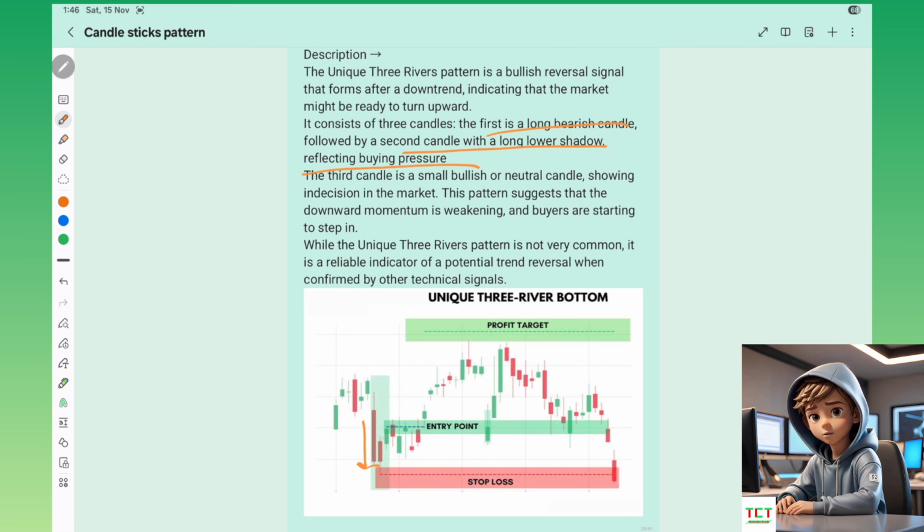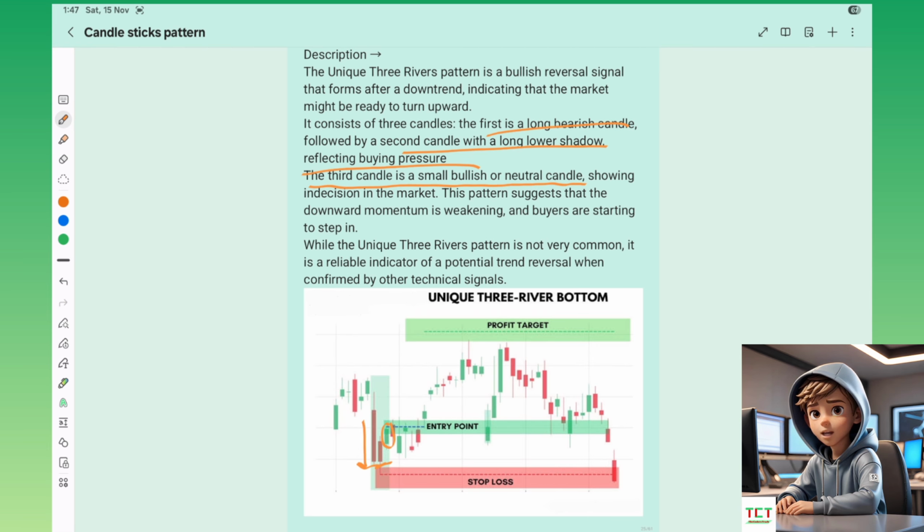Then comes the second candle, and this is interesting. It's also a bearish candle, but here's the key. It has a very long lower shadow or wick. This long lower wick shows that even though the candle closed bearish, buyers tried to push the price up during the session. So you can see there's some buying pressure coming in. Sellers pushed down, but buyers defended and pushed back up, creating that long lower shadow. Then comes the third candle, a small candle. It could be slightly bullish or neutral. The important thing is it's small, showing indecision in the market.